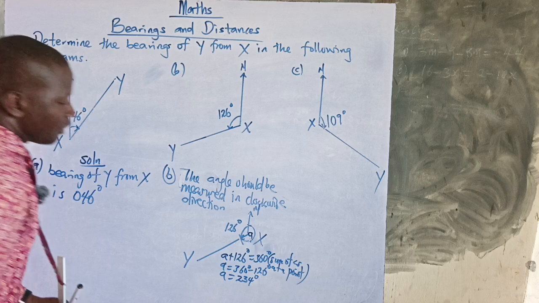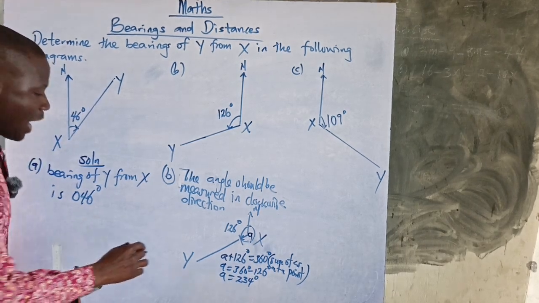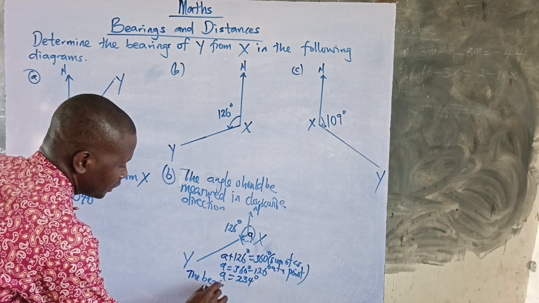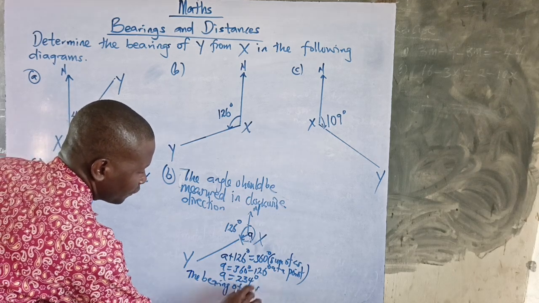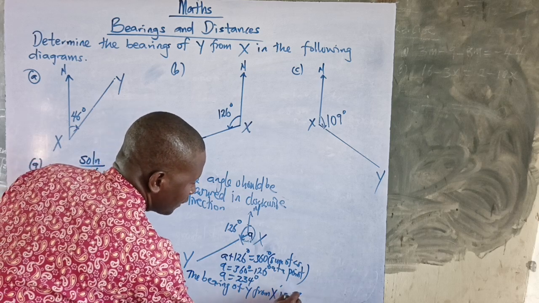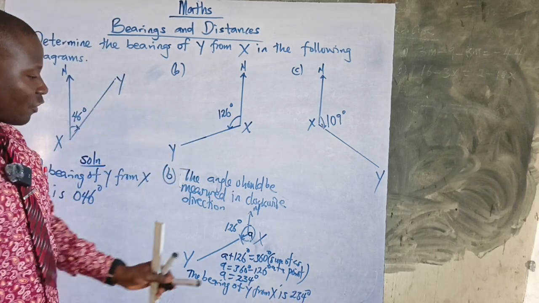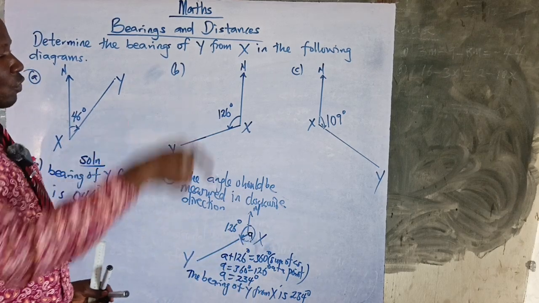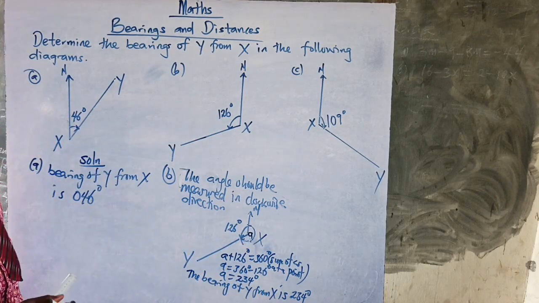Which equals 234 degrees. Therefore, the bearing of y from x is 234 degrees. That is from the north of x to the line that connects x and y together in a clockwise direction. The answer is 234 degrees.